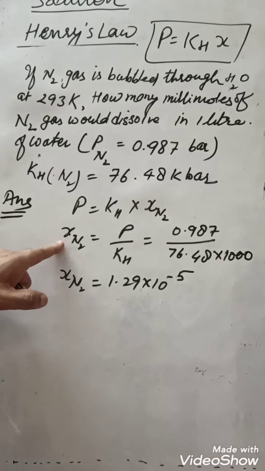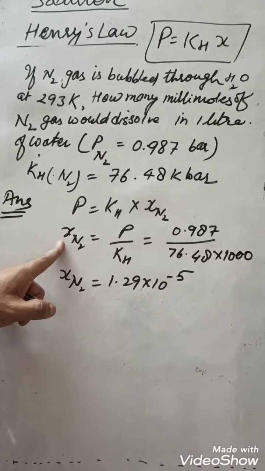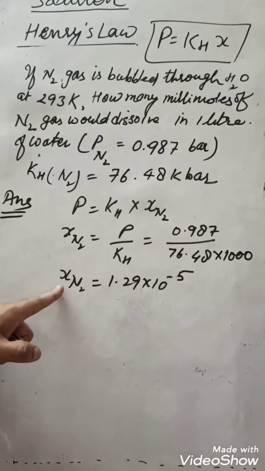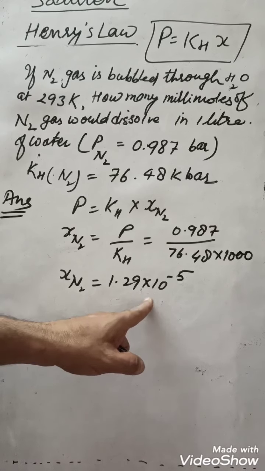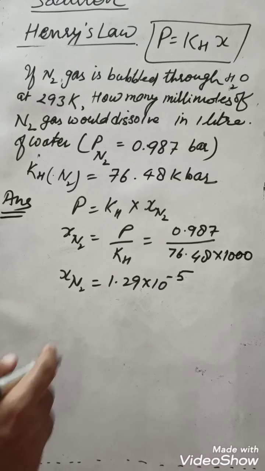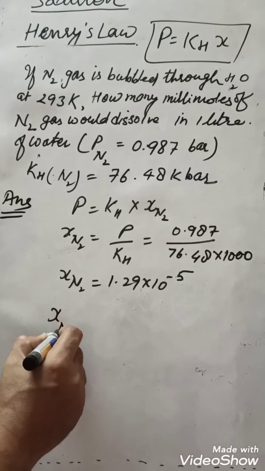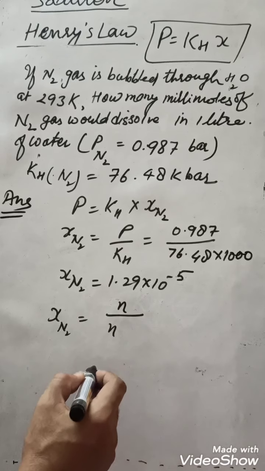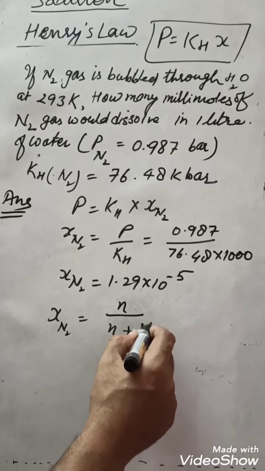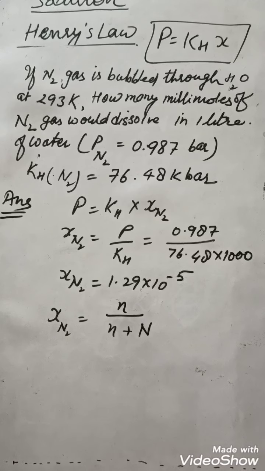What is the unit of mole fraction? It is dimensionless, so there is no unit for mole fraction. So the mole fraction of N2 in that solution is 1.29 into 10 to the power minus 5. Also you know that mole fraction is equal to the number of moles of N2 divided by the number of moles of N2 plus the number of moles of solvent, and here the solvent is water.